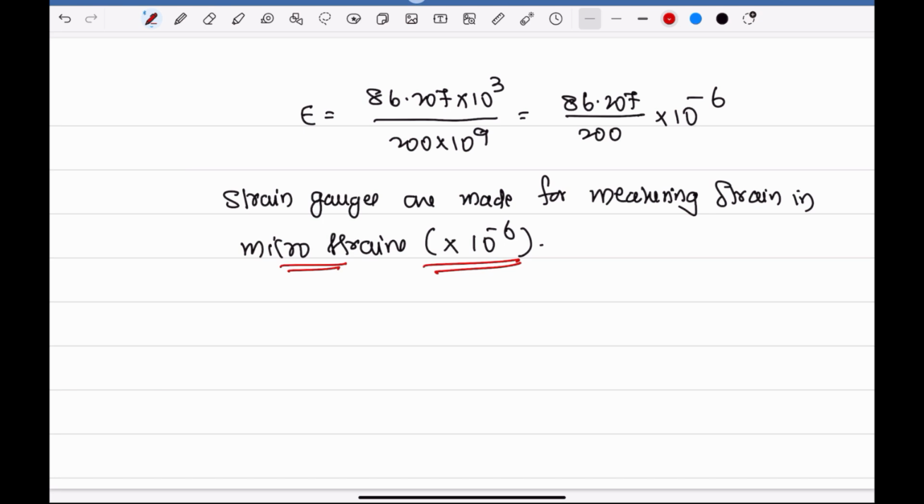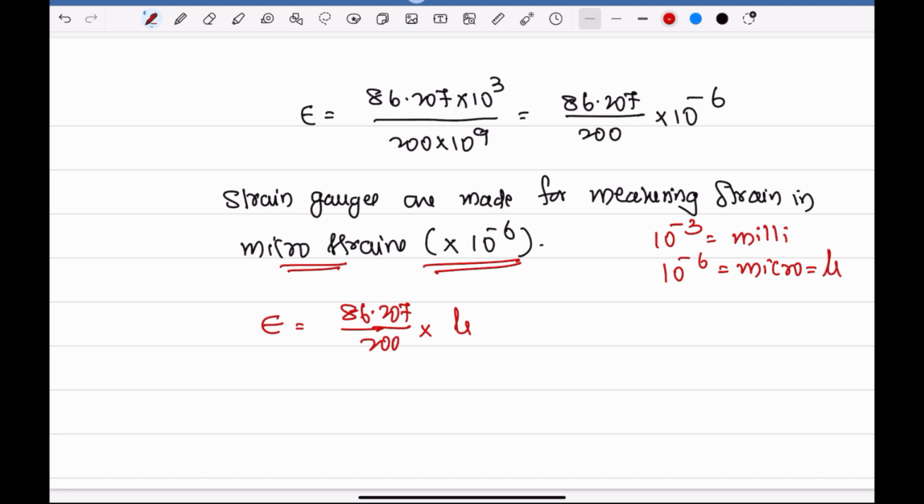Now, what is the strain here? Strain is equal to 86.207 by 200 into micro strain. Mu is equal to micro: 10 to the power of minus 3 is milli, 10 to the power of minus 6 is micro, denoted by mu. That means 86 by 200, how much is it? 0.43.